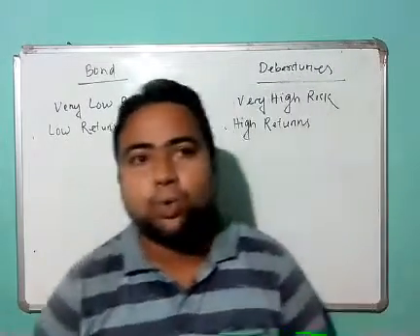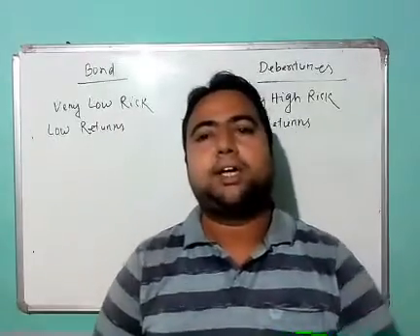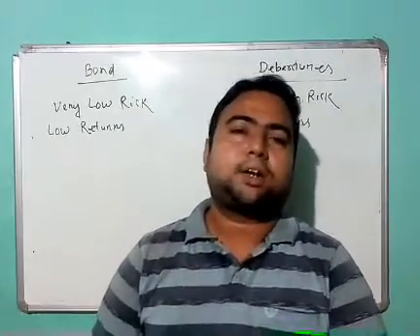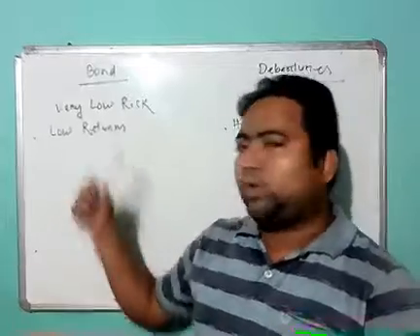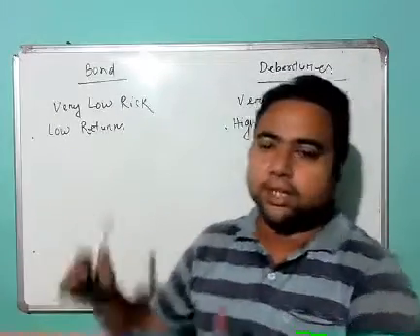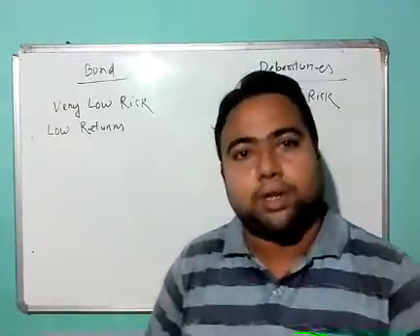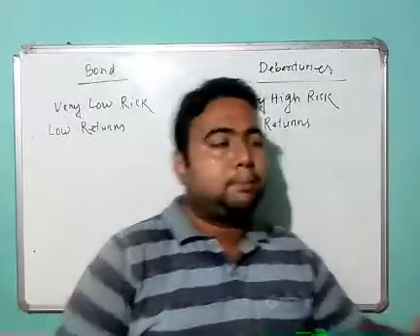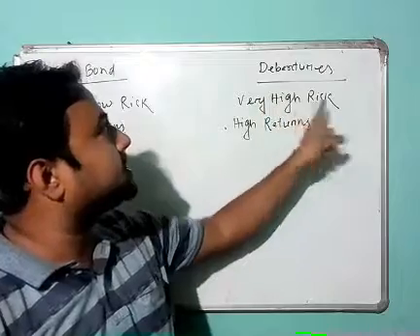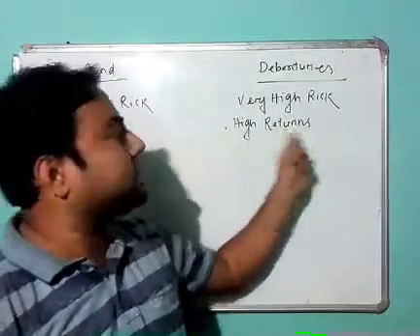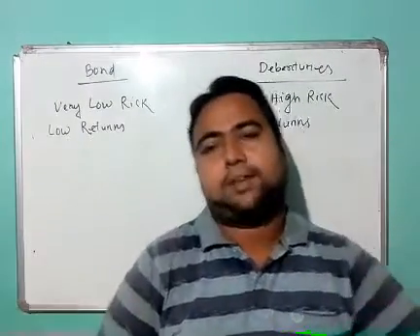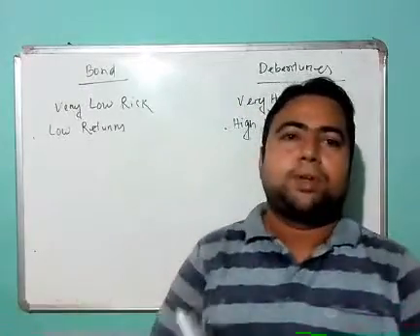And in unit 2 we have seen there always exists a direct relationship between the risk and return of the security. Lower is the risk, lower will be the return. In the case of a bond, since risk is lower, return is also lower. But in the case of debentures, since risk is high, return is also very high. High risk, high return. Under bonds, low risk, low return.